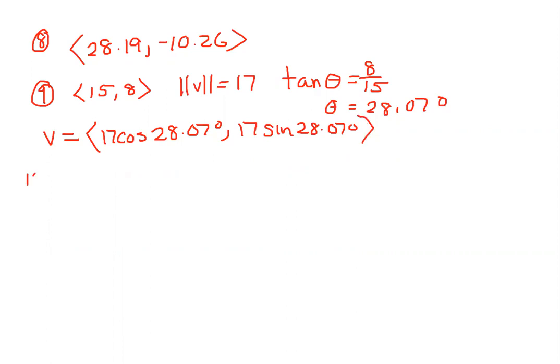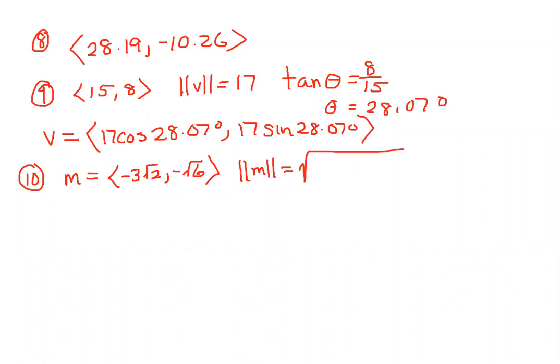Okay, number 10. We've got m equal to negative 3 times the square root of 2, negative square root of 6. All right, first thing we got to do is find the magnitude. Okay, what's 3 times the square root of 2 times 3 times the square root of 2? That's 9.